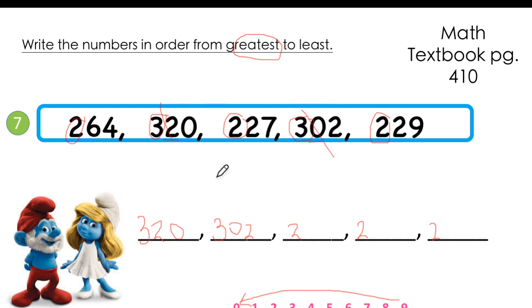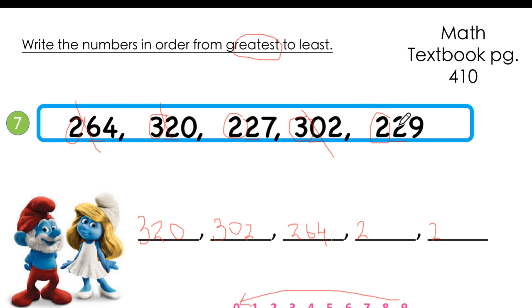Now let's go and do the 200s using the tens to compare them. Which one is greater? We have 6, 2, 2. Which one is greater? 6 or 2 and 2? 6 is greater. That will be the next number, 264.